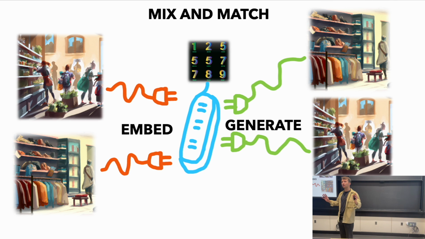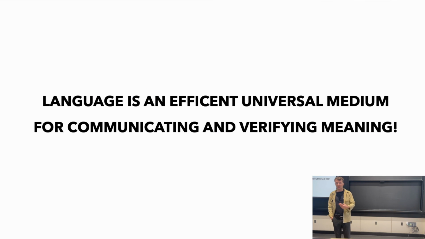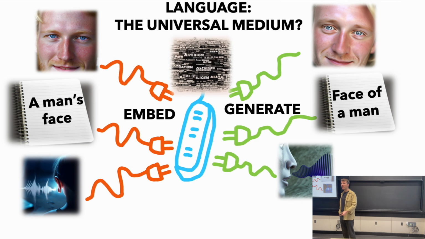All right, great. So we now talked about embedding versus generating, that there are two different approaches. And it's very nice if the embedding space is shared and we can plug and play and mix and match. There are obvious benefits. But as I said in the beginning, language is an efficient universal medium for communicating and verifying meaning. So why use this high-dimensional vector space? Why don't we just use language as that space, and take all these different domains and modalities and map them to a universal space of meaning in terms of language?